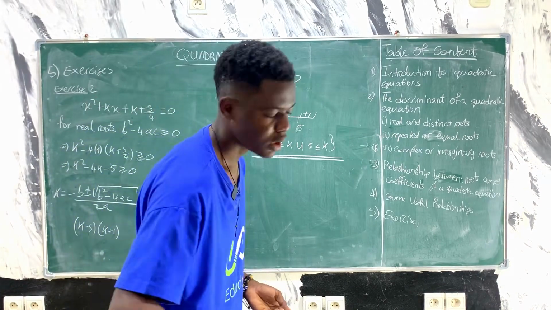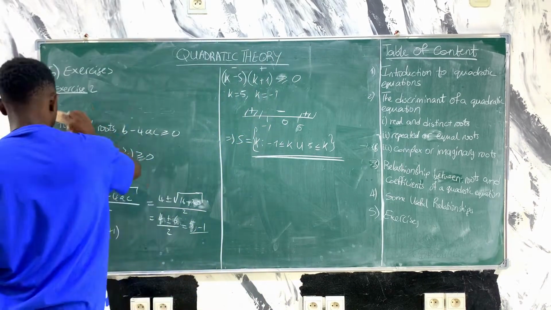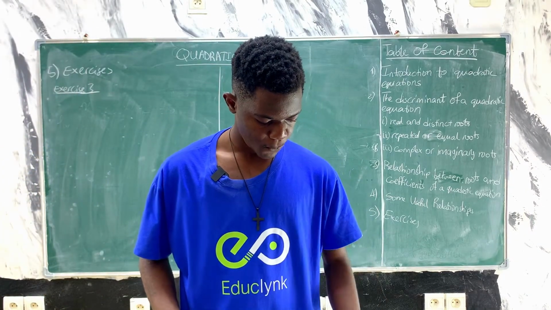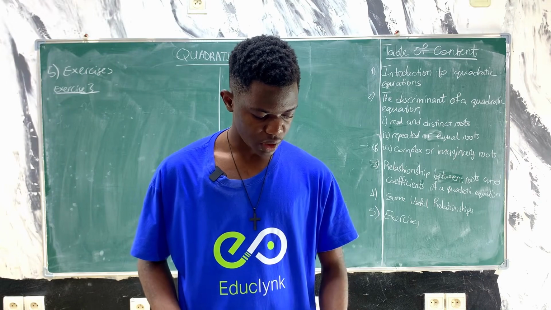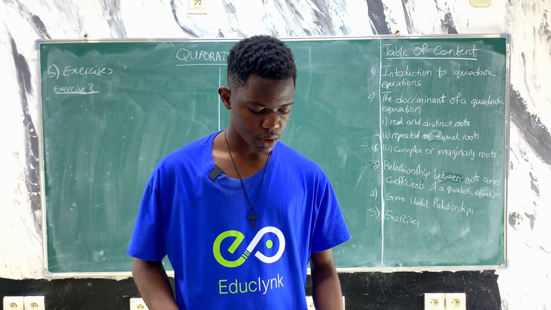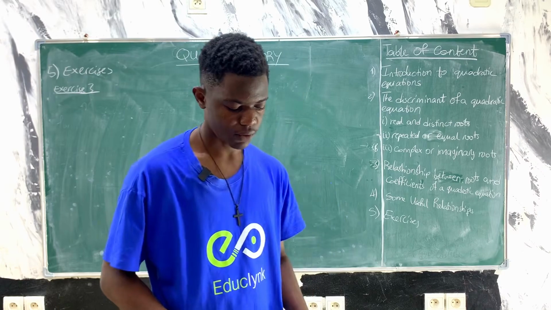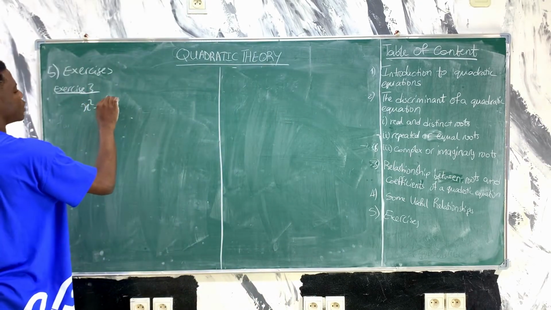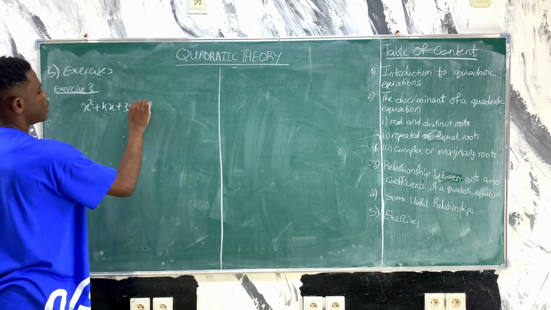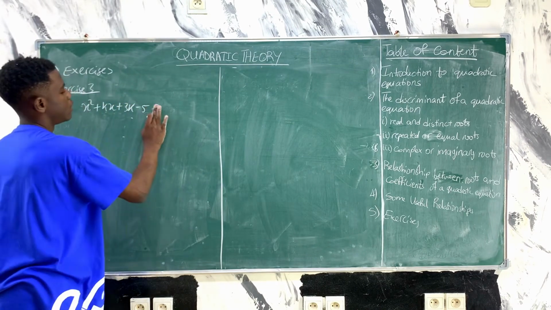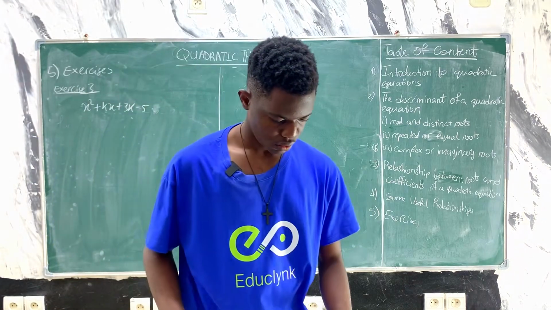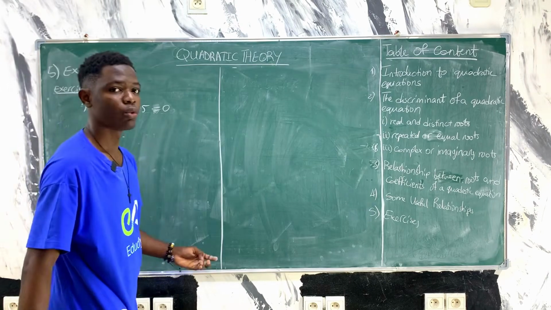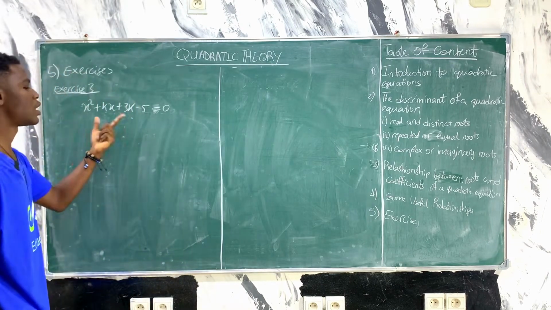So let's do exercise 3 and see how it looks. For exercise 3, we have: find the set of values of k for which x squared plus kx plus 3k minus 5 has no real roots. So this equation, x squared plus kx plus 3k minus 5 equal to 0, has no real roots. We should find the values of k for which this equation has no real roots.